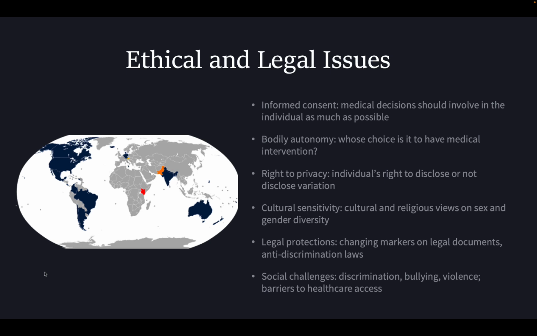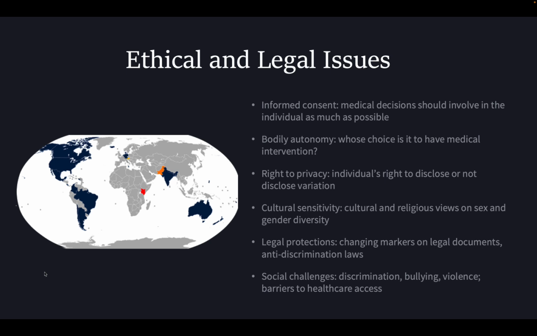We can talk about legal protections. If a child is born with ambiguous genitalia and the parent says, okay, well, this is my boy, we're going to give him a penis and we're going to raise him as a boy. What if that boy grows up and is like, actually, I'm a girl? Maybe the parents, the physicians didn't make the right choice. How easy is it to change a gender marker?